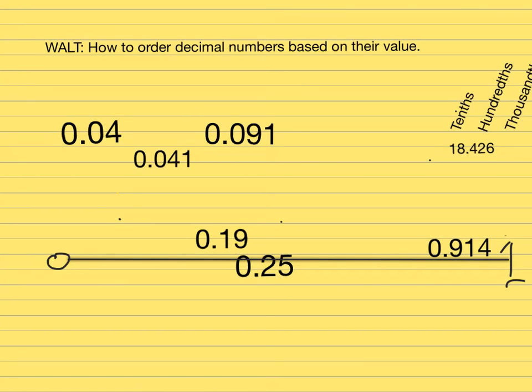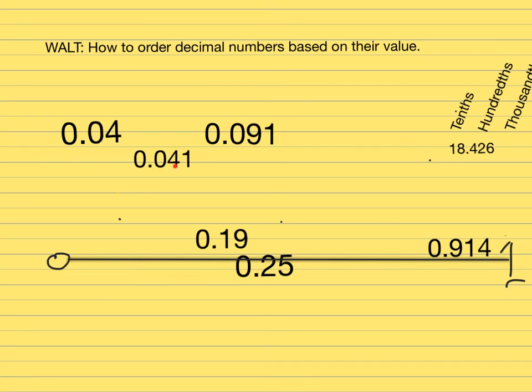Alrighty, first things first, we've had a look at this tenths column. We've noticed they're all 0, so they're very, very close on our number line, but we'll definitely have some order to them based on our next column, which is the hundredths. So the hundredths column is this next one along. So I've got a 4 in that hundredths column. I've got a 4 in that hundredths column. So they're very similar. And I've got a 9 in this hundredths column.